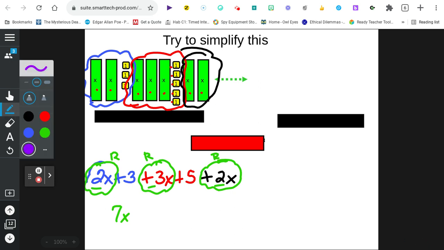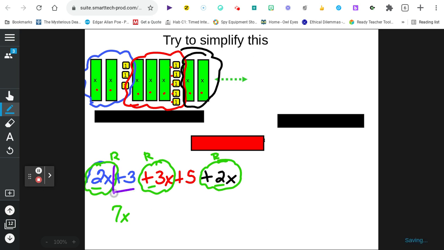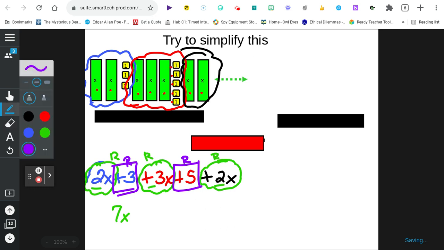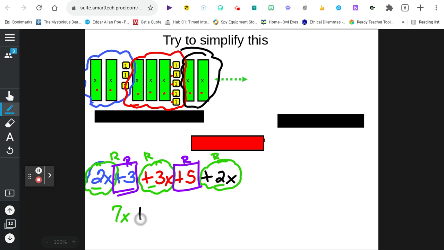And then if we take a look at the constants, our constants are 3. Positive 3, which goes to the right. Positive 5, which goes to the right. And there's no constant back here, so we don't worry about that, okay? We just add the constants we have. 3 plus 5 is 8. So basically, 2x plus 3 plus 3x plus 5 plus 2x all equals 7x plus 8.